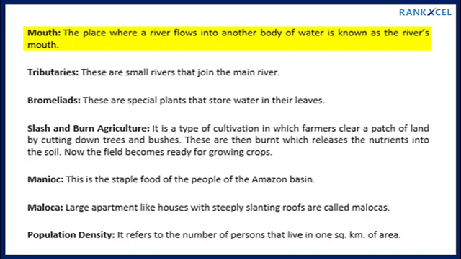Mouth. The place where a river flows into another body of water is known as the river's mouth. Tributaries. These are small rivers that join the main river. Bromeliads. These are special plants that store water in their leaves.